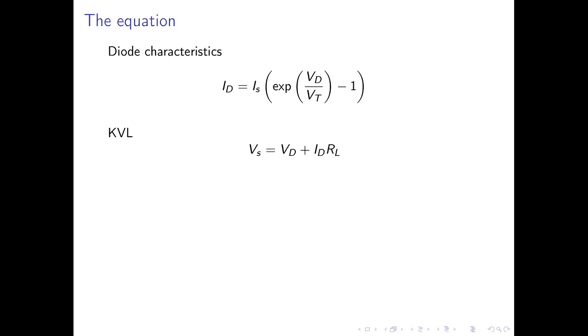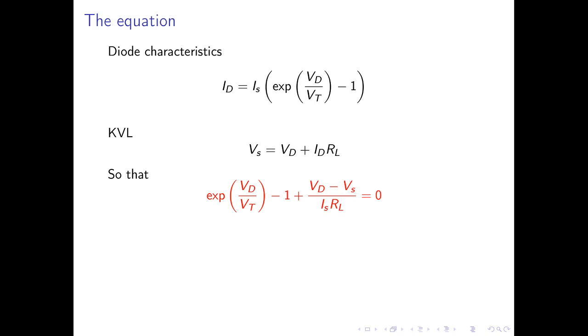Well, one of the easiest ways to solve simultaneous equations is to eliminate one of the equations and write only one equation. So here, the obvious thing to do would be to rewrite this as Vd minus Vs plus IDRL equals 0. And then if you just divide by common factors, the equation simply becomes: e to the power Vd by Vt minus 1, plus (Vd minus Vs) by IsRL, equals 0. So this of course is a transcendental equation, something you cannot solve analytically, but you can easily solve using numerical methods.